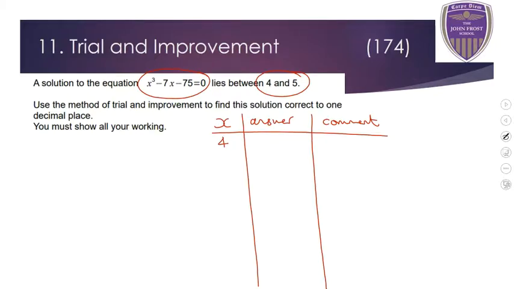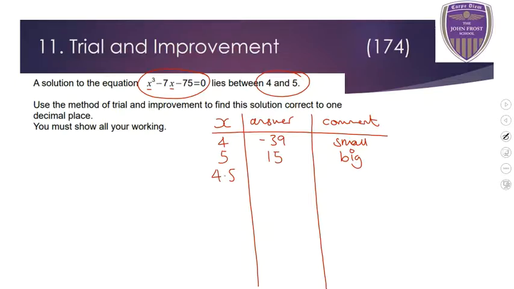So we're going to start with the number 4. You're just substituting 4 into where these x's are. So it should be 4 cubed minus 7 times 4 minus 75, which for me was minus 39. That's less than 0, so it's too small. Then we try 5. So 5 cubed minus 7 times 5 minus 75 is 15. That's bigger than 0, so that's too big. That confirms what we were expecting anyway. The answer's in between those two.